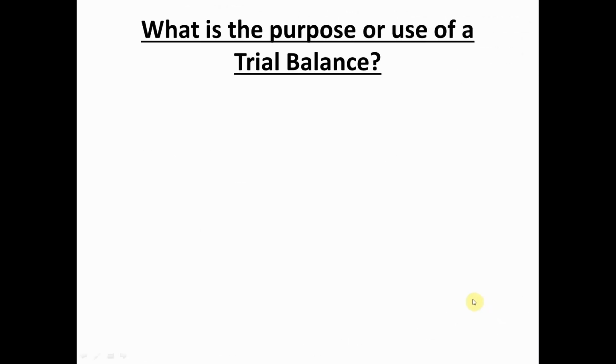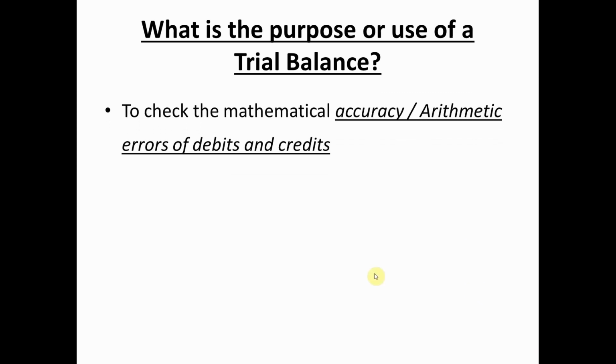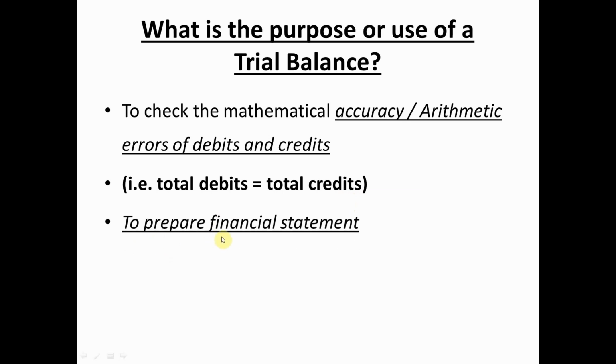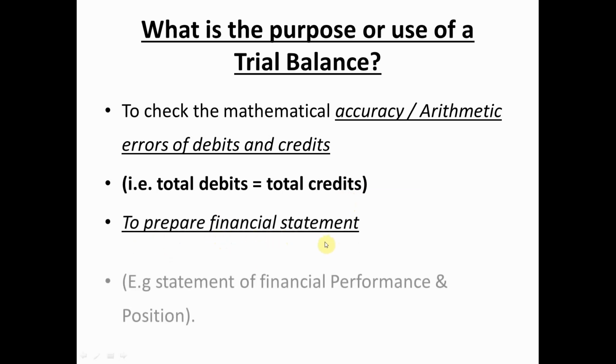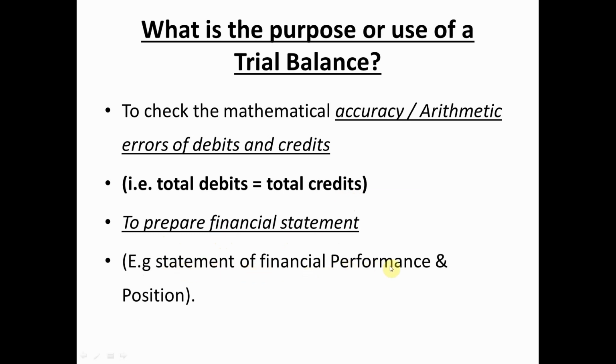Next, what is the purpose or use of a trial balance? To check the mathematical accuracy, arithmetic errors of debits and credits. That means total debits must equal total credits. This is the term and condition. Next, to prepare financial statements like the statement of financial performance and position.